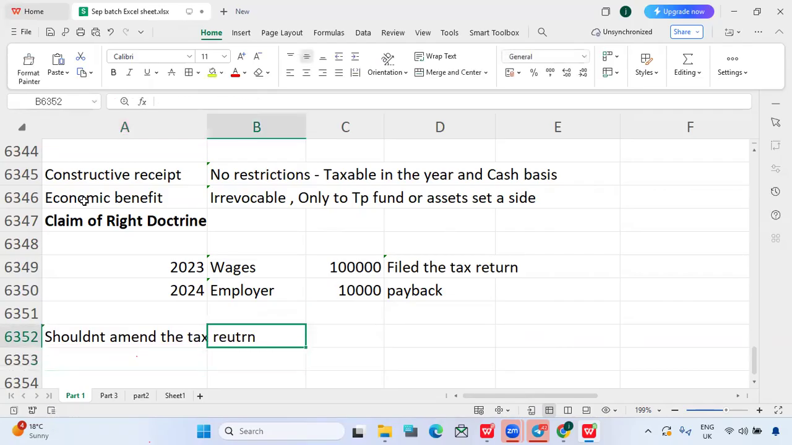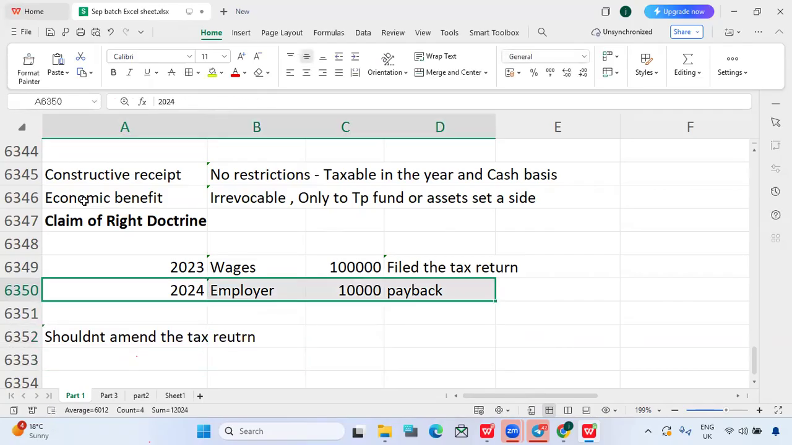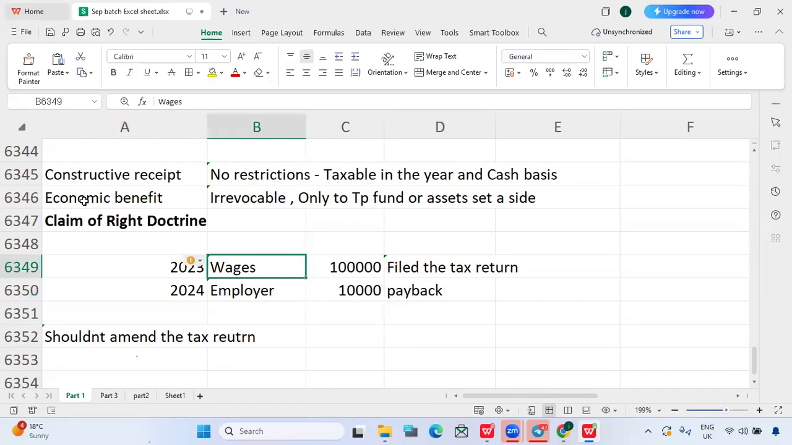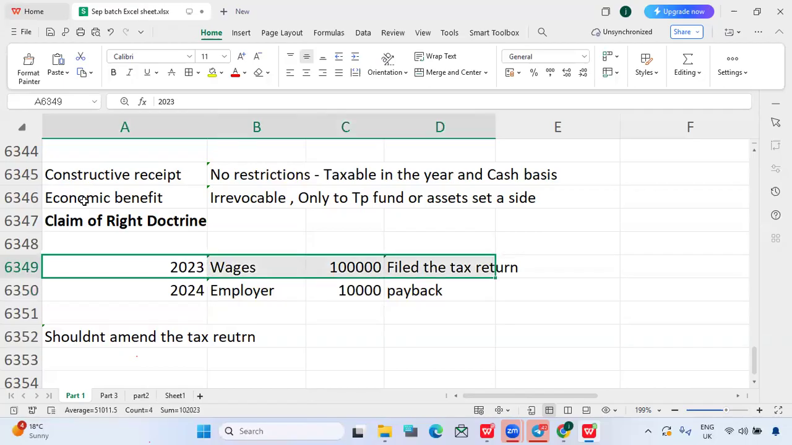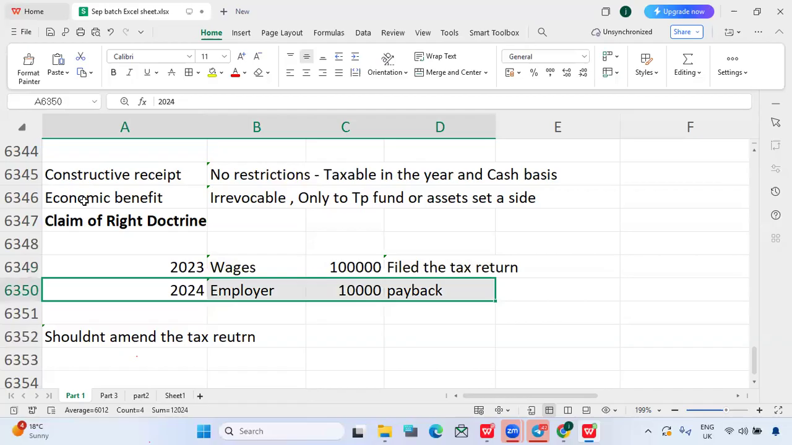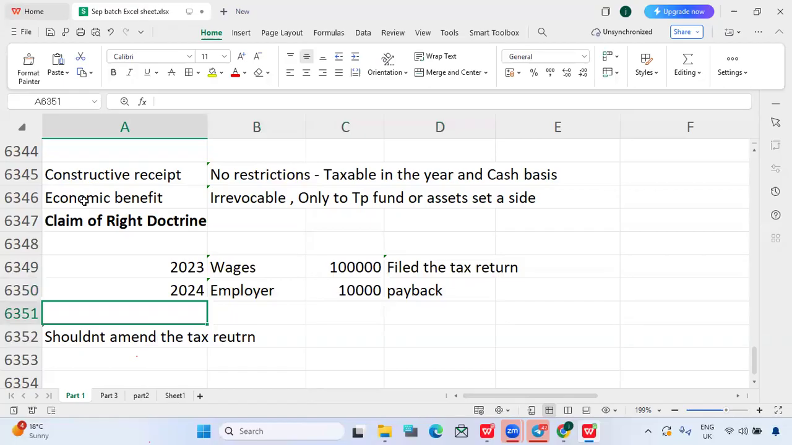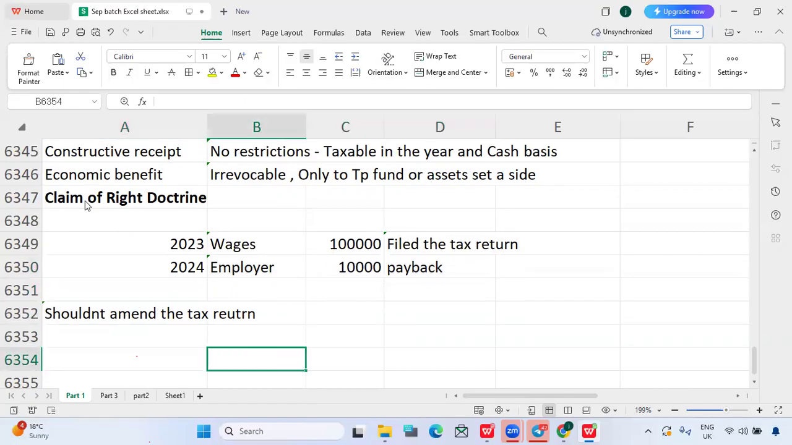Instead, whatever amount you are paying back, apply the effect in the year you are paying the amount back. So you must apply the changes in 2024 itself, not in 2023. 2023 is already filed, so don't make any changes to 2023. Whatever amount we are paying back, adjust it in 2024 itself. Now, first, we have to see the total repayment amount: more than $3,000 or less than $3,000.